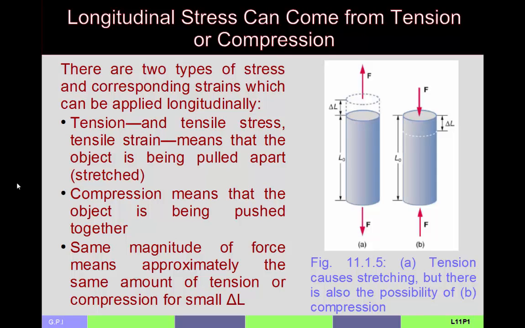As I mentioned before, there's actually two types of stress, and therefore there's two types of strain which you can apply to an object longitudinally. Now that simulation that I just showed only shows one of those two. Specifically, it shows tension, which is tensile stress and tensile strain. And that basically corresponds to A in this diagram, in which the object is being pulled apart. So here's the equilibrium length of the object, and if you pull enough, then you might stretch it out so that its new length is up here where this dotted line is.